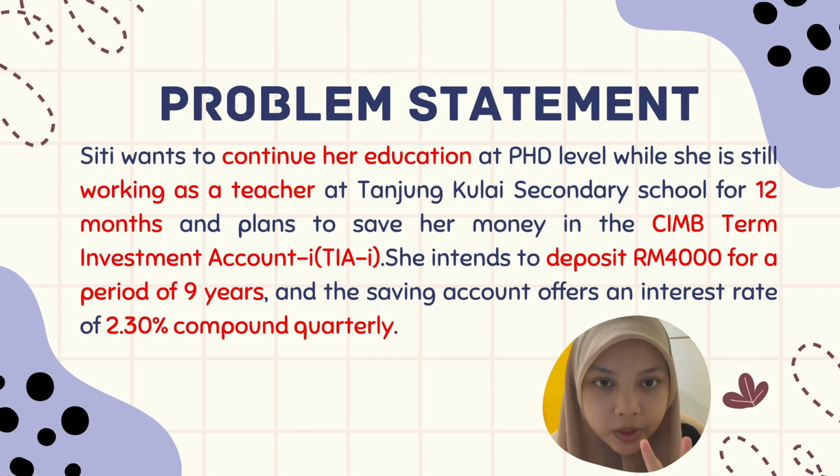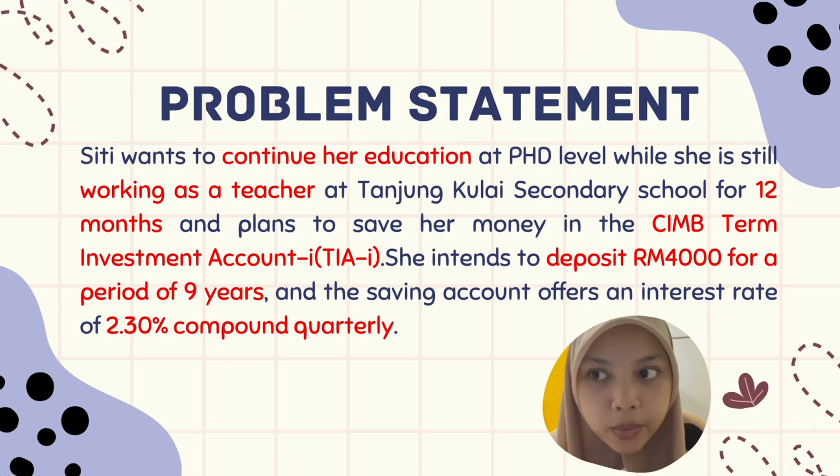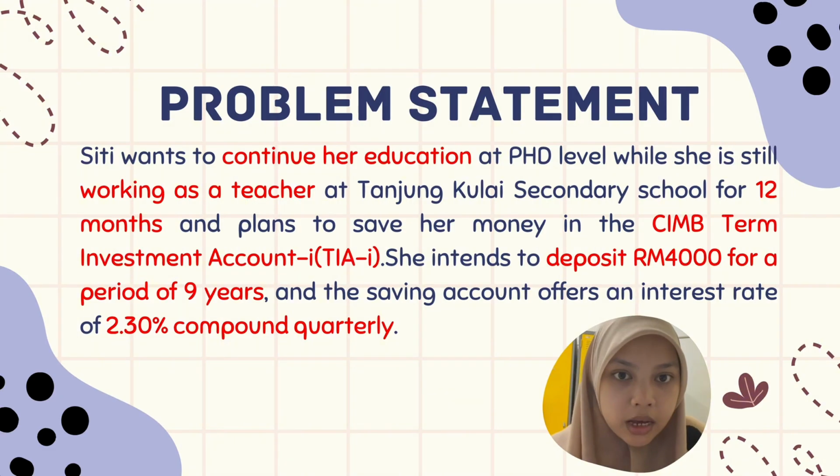Okay, for chapter 3, compound interest. The problem statement is Siti wants to continue her education at PhD level while she is still working as a teacher at Tanjung Kulai Secondary School for 12 months and plans to save her money in the CIMB Term Investment I, JIA-I. She intends to deposit RM40,000 for a period of 9 years and the saving account offers an interest rate of 2.13% compounded quarterly.